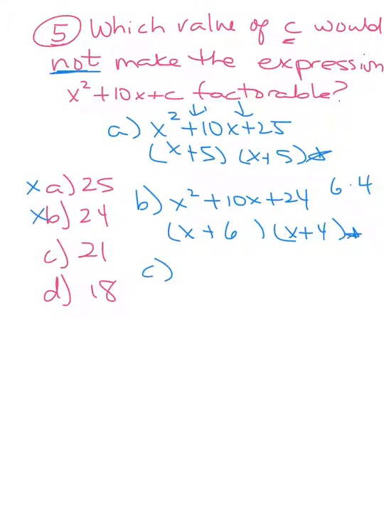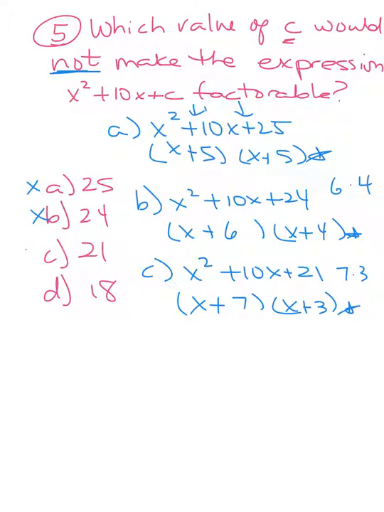And letter C, same idea, x squared plus 10x plus 21. X and x, I have a plus and a plus. Factors of 21 that when I add them together I get 10 is 7 and 3. So again, that's factorable, so that's not going to be a response. So it looks like D is going to be a response, but I'm going to check just to make sure.